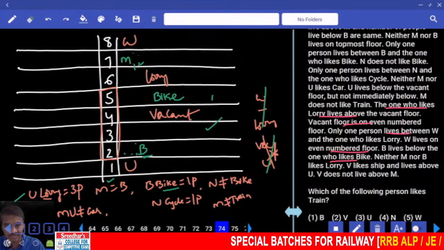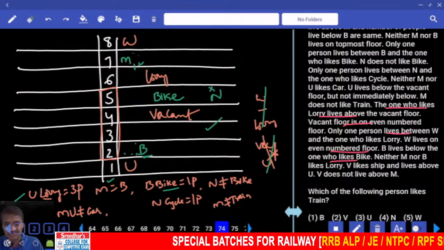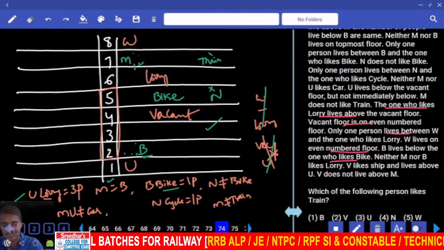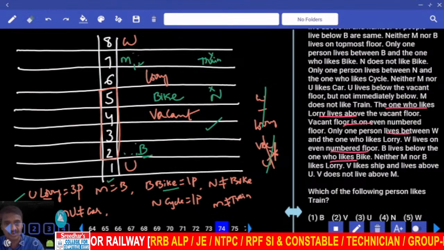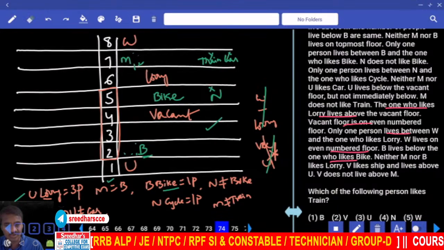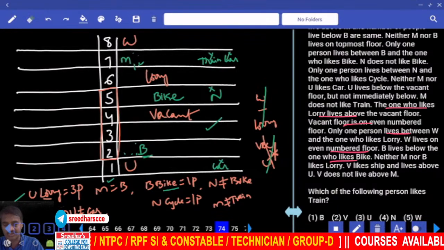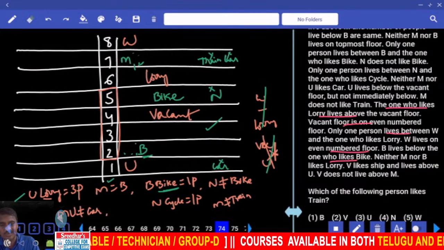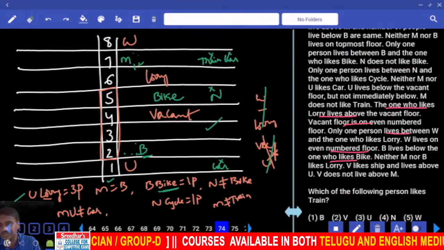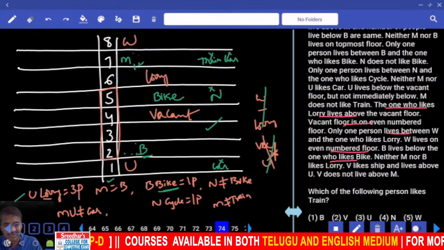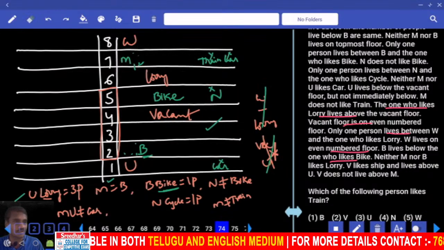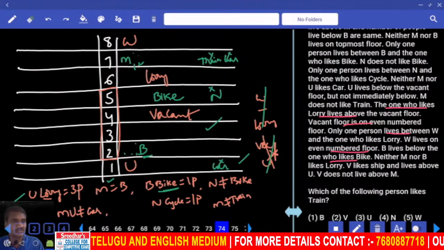N does not like bike, so N cannot be here. M does not like train. M train is ruled out. And M and U do not like car. Car cannot be here, and car cannot be here. B and bike 1. N and cycle, there must be exactly 1 person. Where can you have this N? N can be on the 6th floor or on the 3rd floor. If we give the 3rd floor, then the 1st floor is cycle.